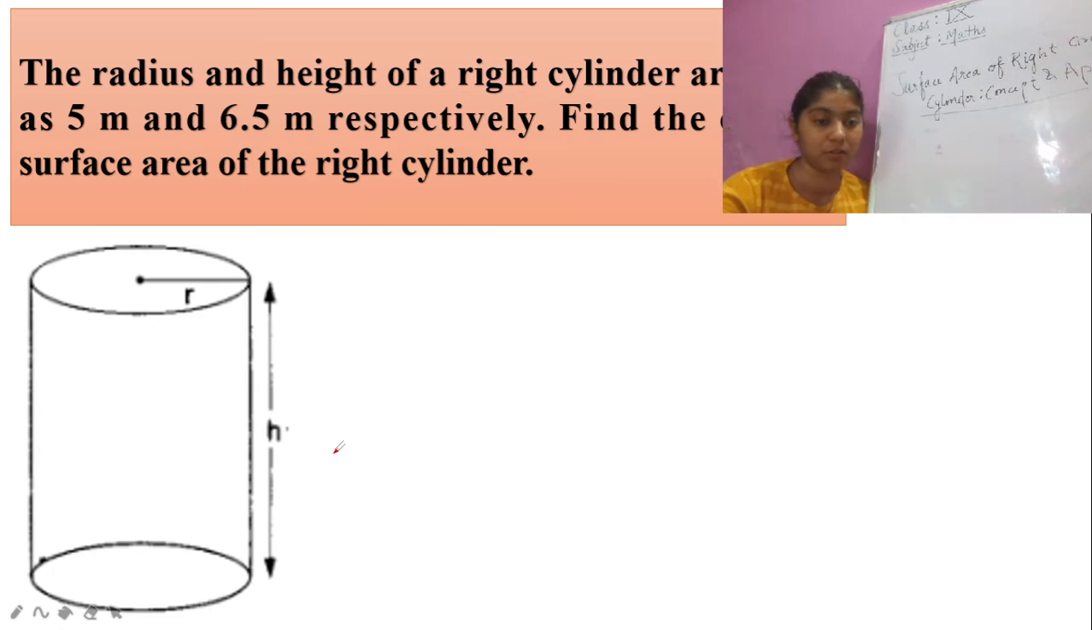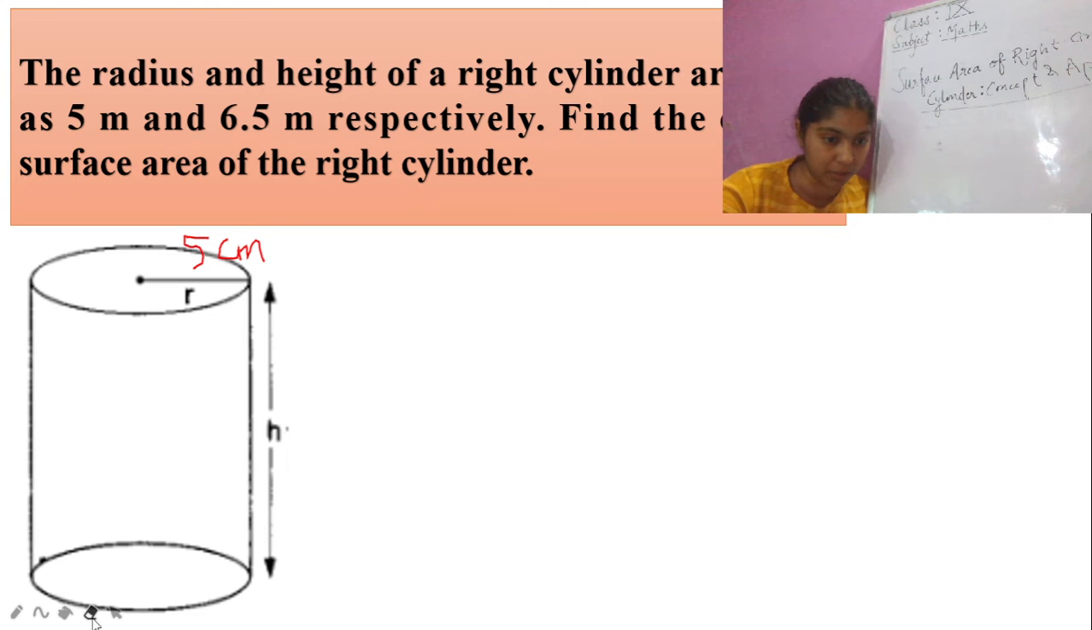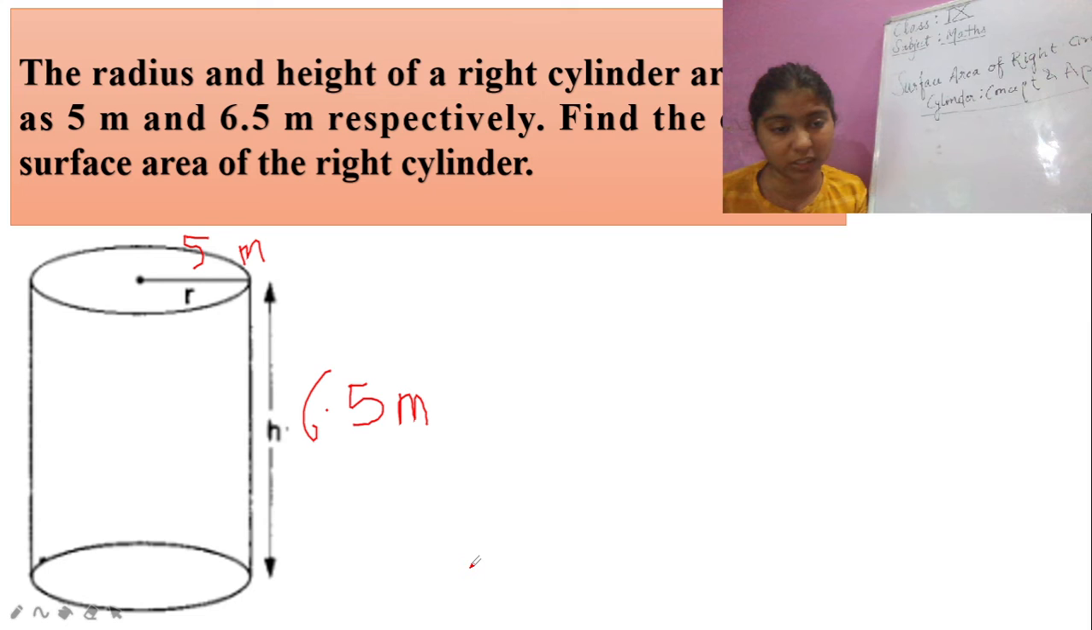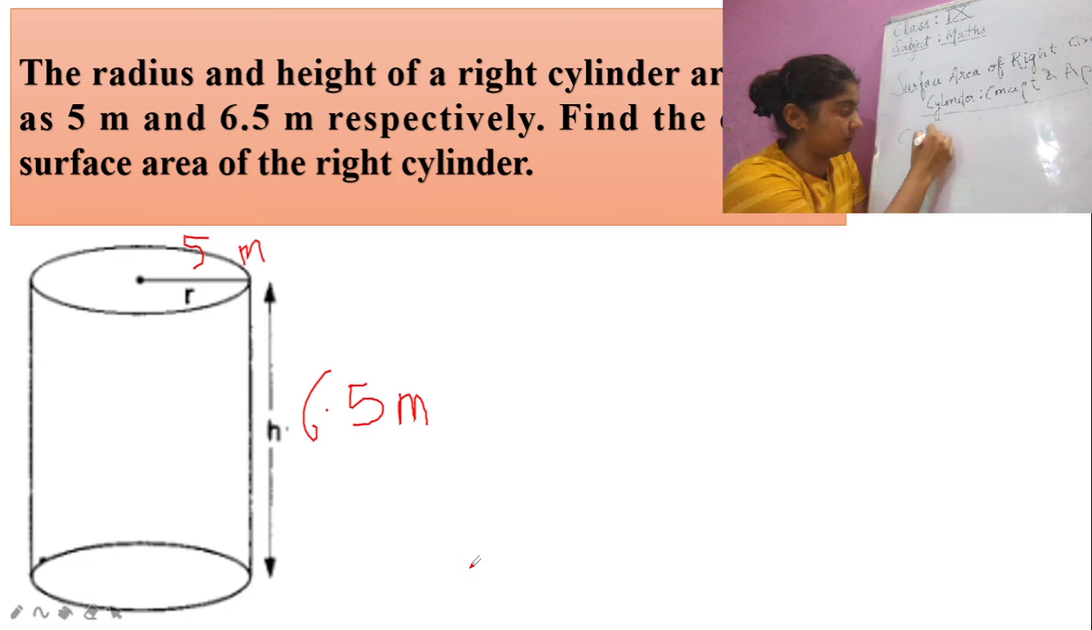Let's see. So this is our cylinder. We can say the radius is 5 meter, and the height is 6.5 meter. Now students, you have to calculate the curved surface area. Do you know the formula for the curved surface area? CSA is 2 pi r h. Very good. So now please substitute all the values and calculate it.